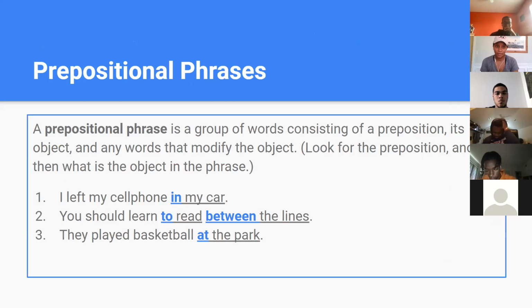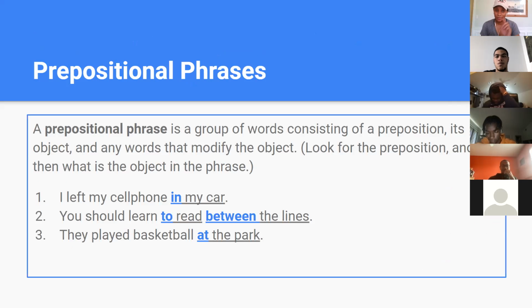I like your thinking. A prepositional phrase is a group of words consisting of the preposition, so something telling me when and where, its object, meaning it's telling me about a specific object, where it is, or when it did something or happened, and any words that modify that object, meaning it's not just a sweater, it's a black sweater. So I get to know a little bit more about it.